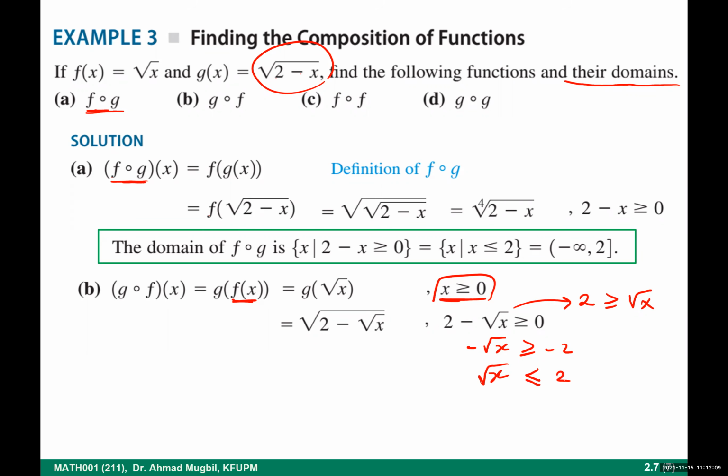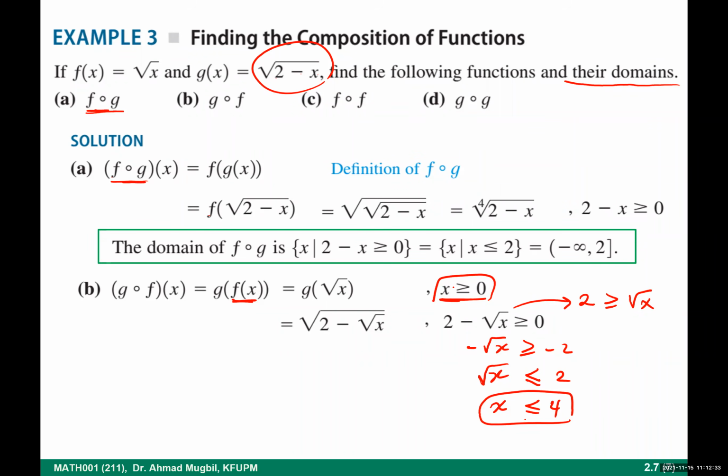I need to remind you here that when you multiply by a negative, you reverse the sign. When you have two positive numbers, you can square both of them and the inequality will be valid. So it will be X less than or equal to 4. No absolute value here, X is positive. Now you have two conditions: X greater than or equal to 0, X less than or equal to 4.